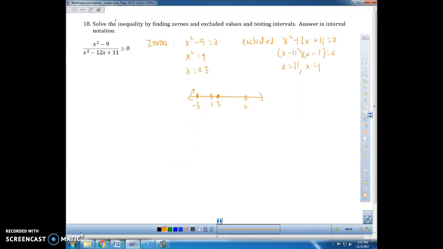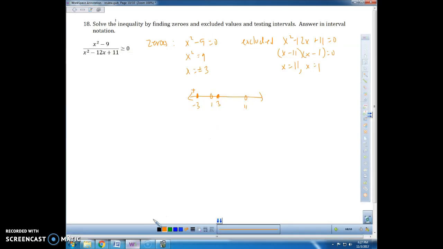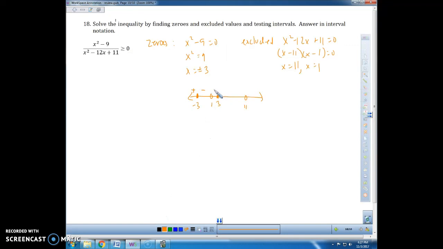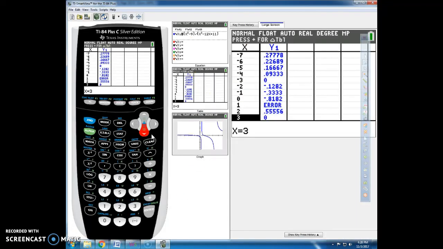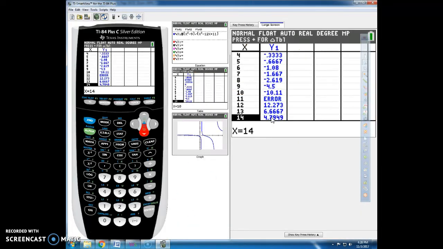Then from negative 3 to 1, what's happening? Well, from negative 3 to 1, scrolling through, you can see that these values are all negative. From 1 to 3, well, our only option between those on here is the number 2. The output is positive. And then from 3 to 11, notice that all of these y's from 3 to 11 are all negative. And then we're looking for values after 11. After 11, we get positive.